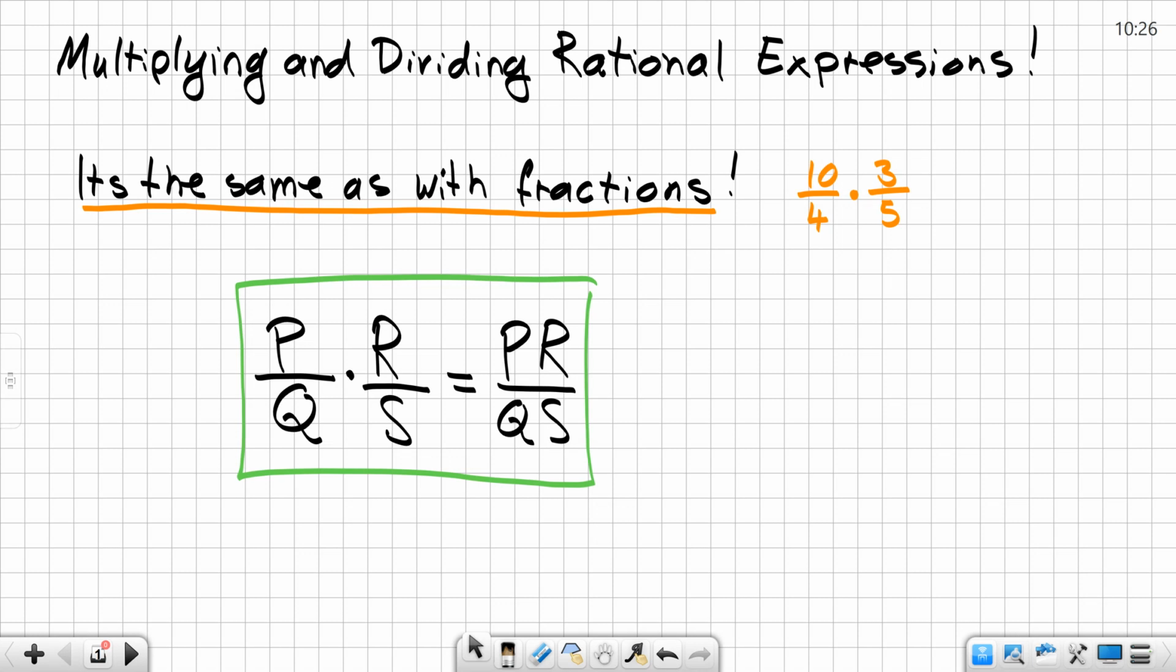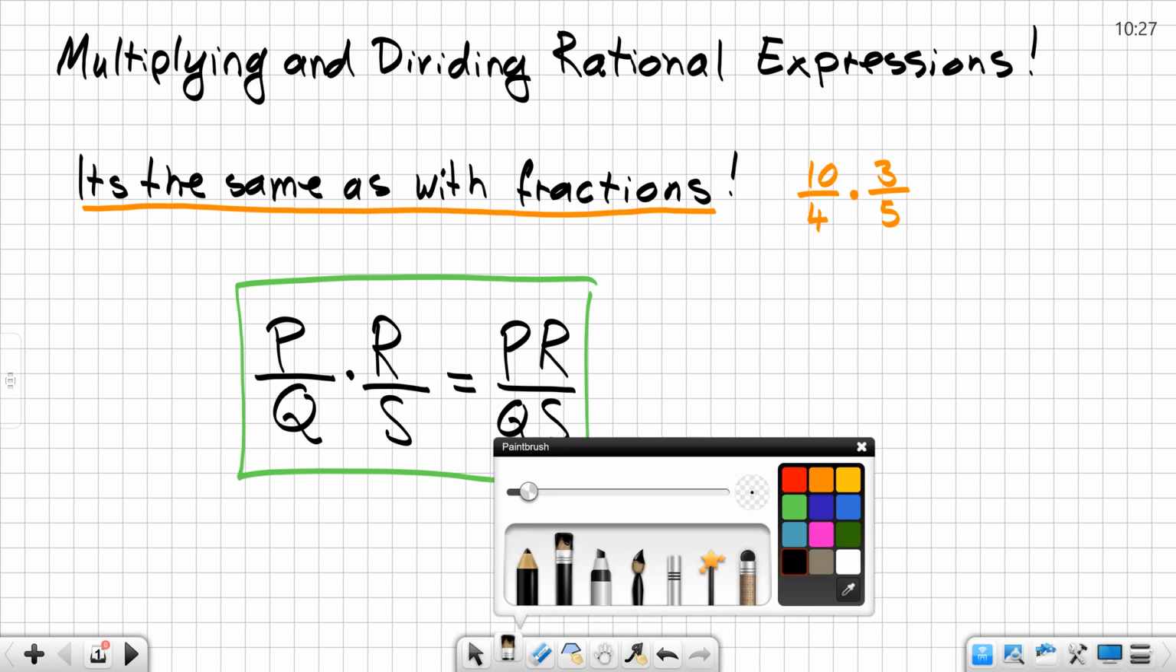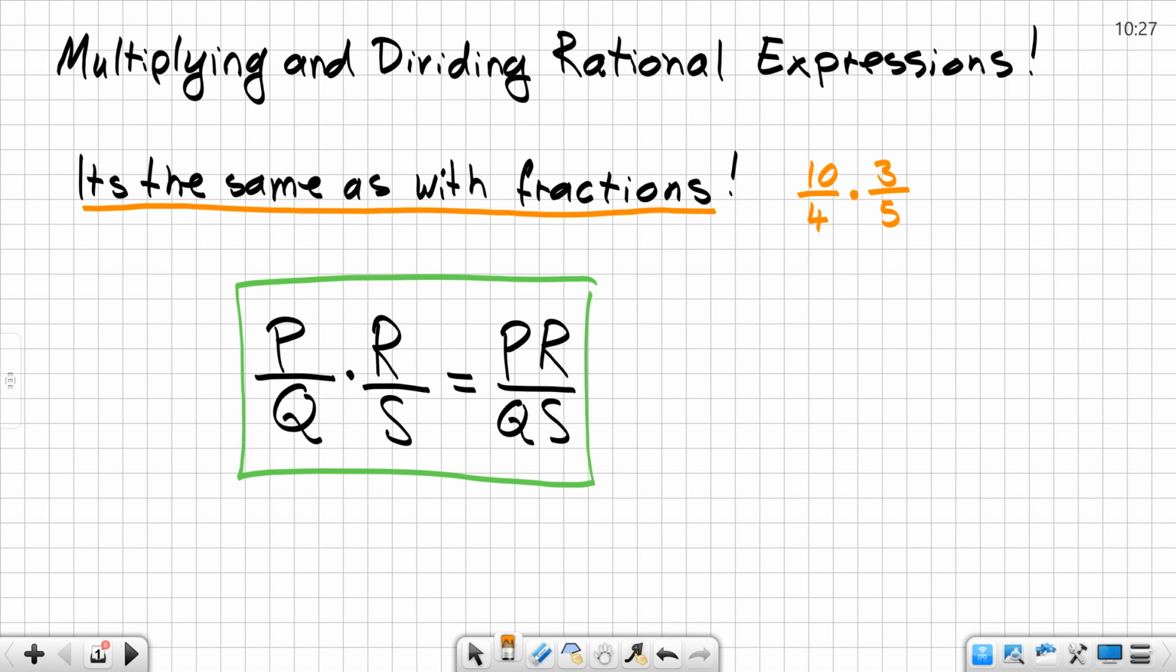Multiplying and dividing rational expressions. Again, this is the exact same thing as with fractions. Let me give you a quick example and a reminder of what you did when we had numbers. Like here, 10 over 4 multiplied with 3 over 5.